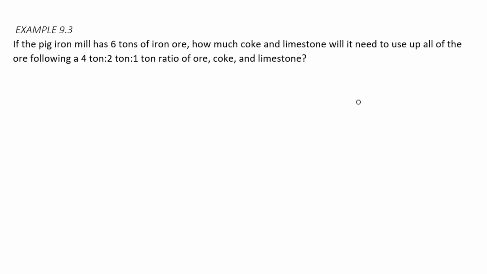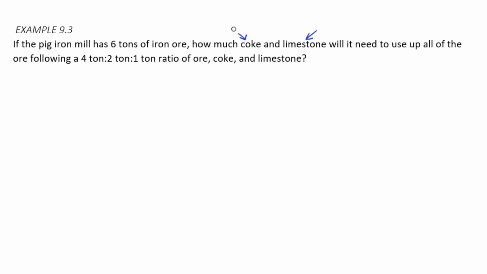So when faced with a problem like this, identify what the unknowns are. What are we trying to find? What we're trying to find is how much coke and how much limestone we need to add to 6 tons of iron ore at a ratio of 4 to 2 to 1 ore, coke, and limestone.